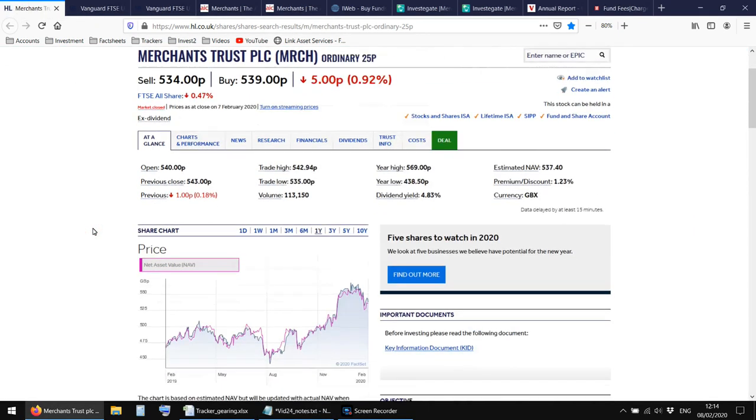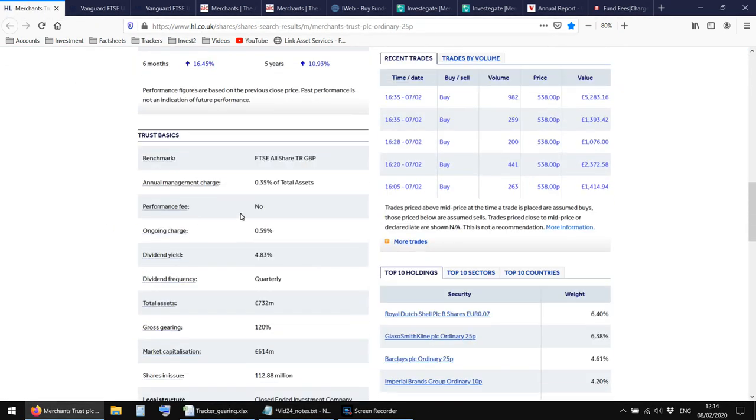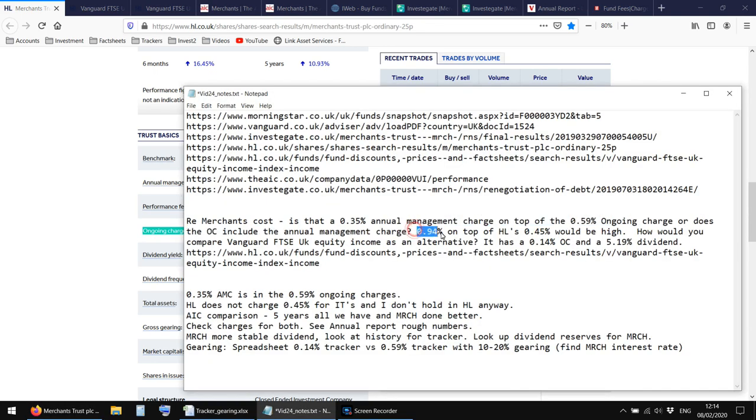So if we look in the fact sheet from Hargreaves Lansdown, this is what he's talking about. Annual management charge, so that's how much the fund managers actually charge you. But then actually this number does include that number. So what this number is, is the 0.35 management charge plus other costs, making it a total of 0.59%. So actually the 0.94% doesn't apply here because it's a total of 0.59. On top of the 0.45% would be high.